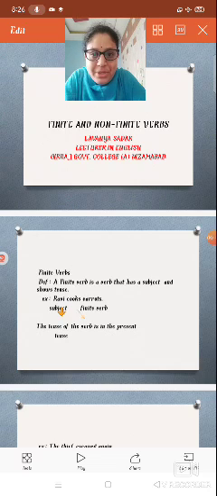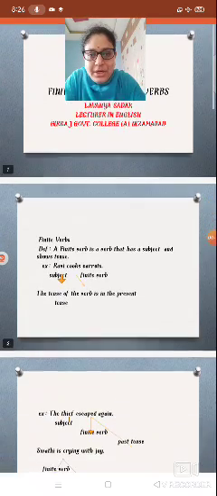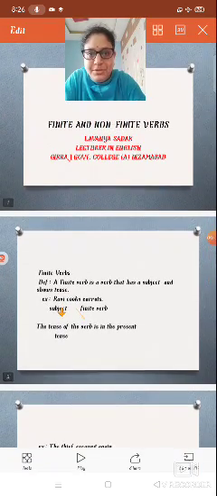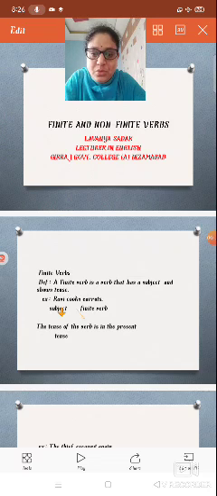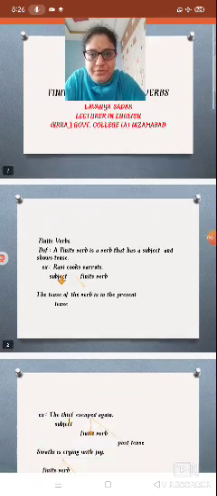So today's topic is for the first year, second semester students: finite and non-finite verbs. What are the finite and non-finite verbs? You have to learn them. First of all, they are linked with verbs, because both finite and non-finite verbs are linked with verbs. So we are going to see the finite verbs first.